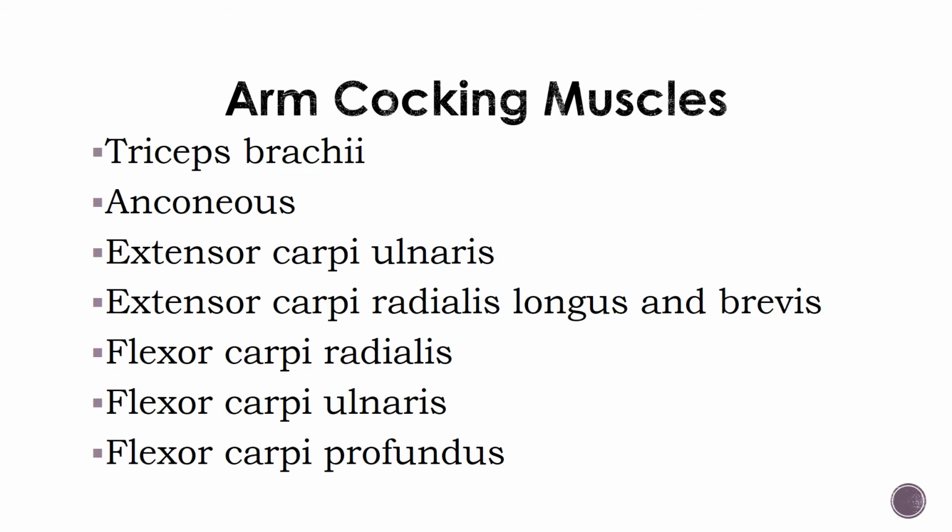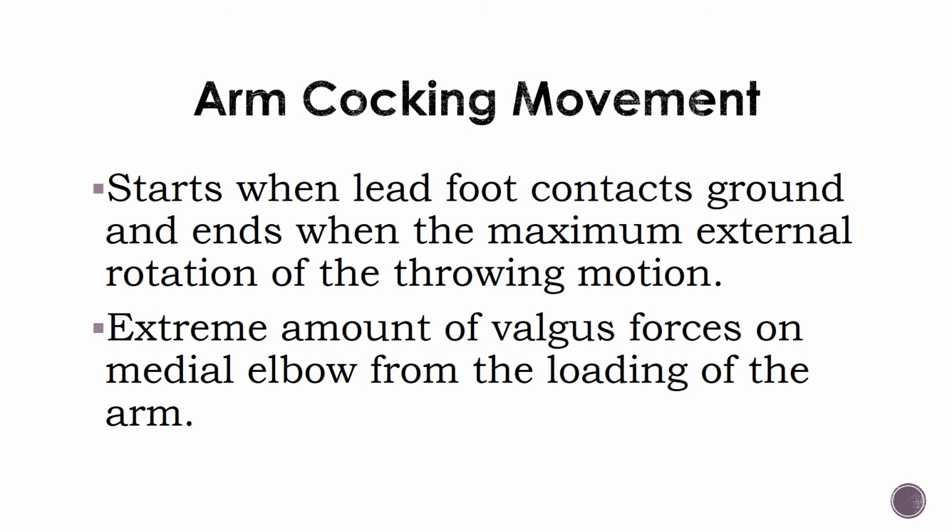Arm cocking muscles include the triceps brachii, anconeus, extensor carpi ulnaris, extensor carpi radialis longus and brevis, flexor carpi radialis, flexor carpi ulnaris, and flexor digitorum profundus. The arm cocking movement starts when the lead foot contacts the ground and ends at the maximum external rotation of the throwing motion. Extreme amount of valgus forces are placed on the medial elbow from the loading of the arm.